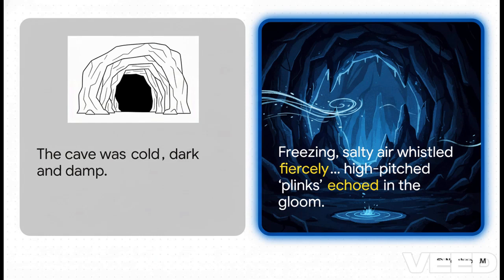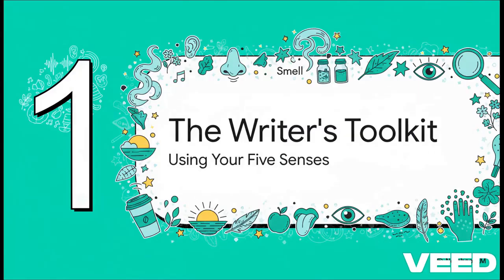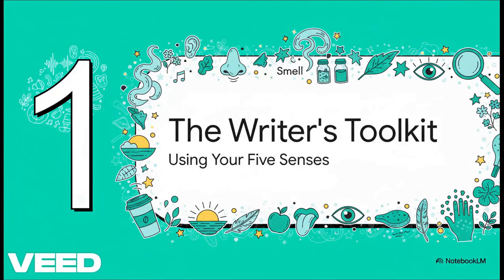So the big question is, how do we get from that simple sentence on the left to this rich, beautiful description on the right? Well, the secret? It actually starts with a toolkit that you already have. You don't need to buy anything. You don't need any fancy software. Your most powerful tools for description are your very own five senses.